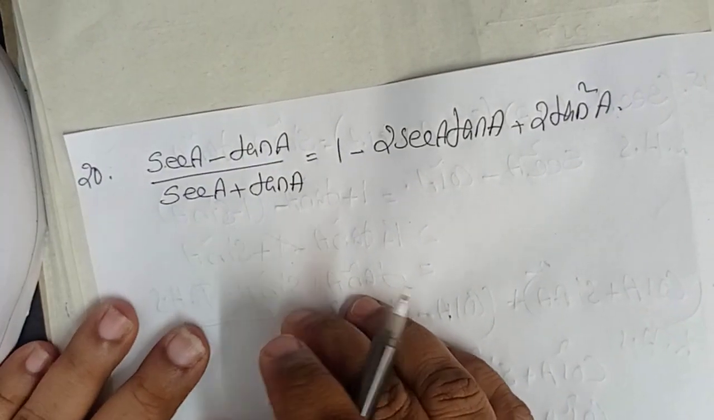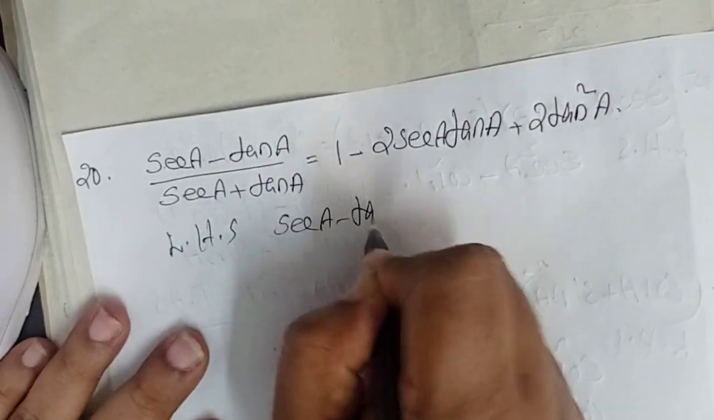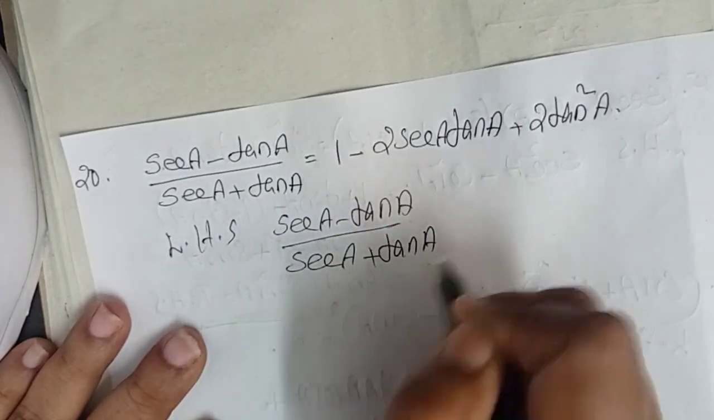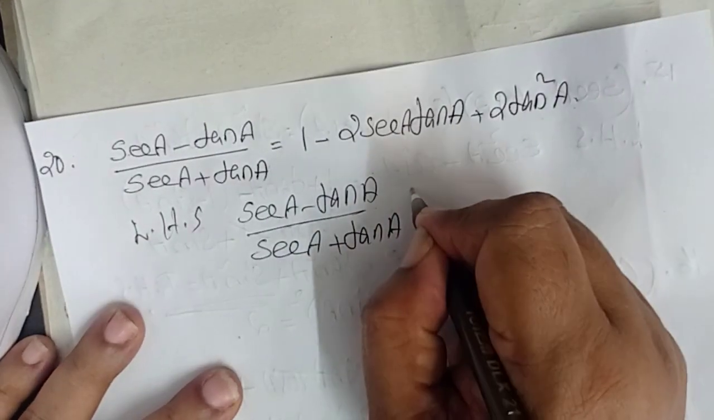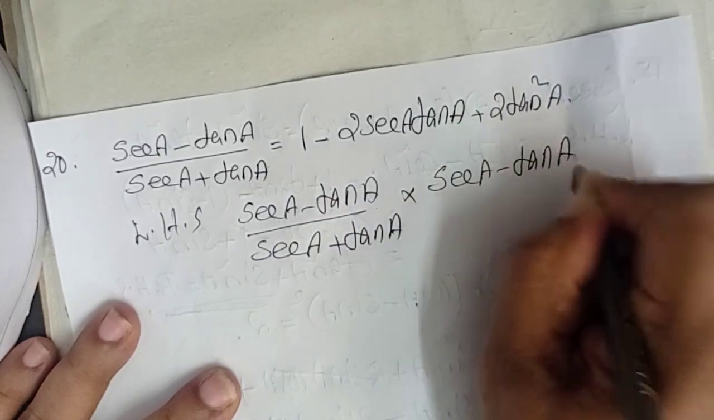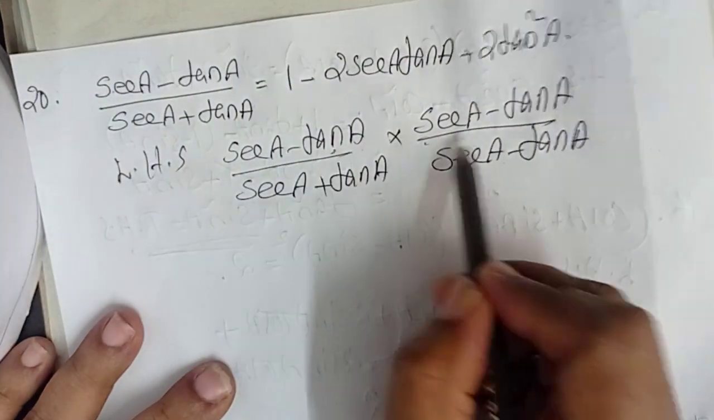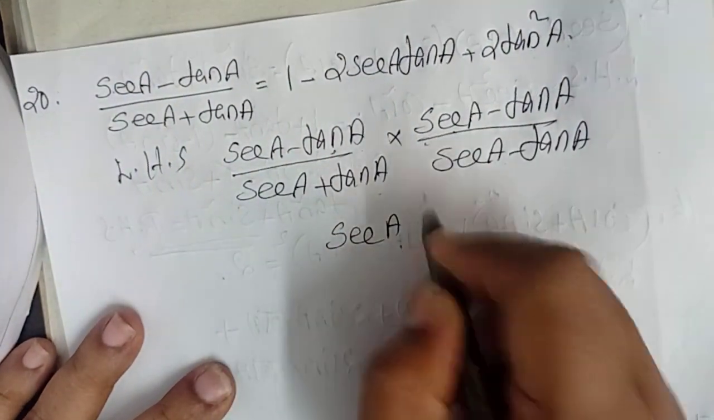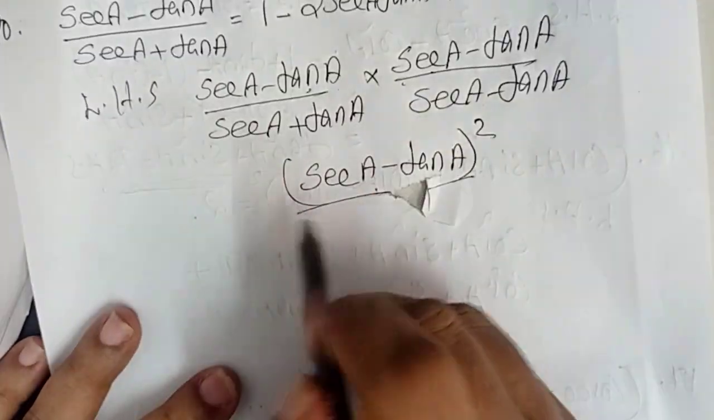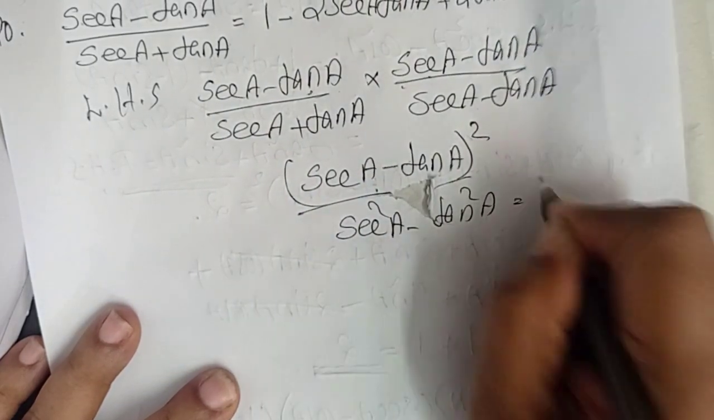Copy the 20th problem. LHS is sec minus tan A by sec plus tan A. I already told you, if the LHS contains only one fraction form, then take the conjugate, sec minus tan A by sec minus tan A. Then A minus B into A minus B, we can write A minus B the whole square. Sec minus tan A the whole square by, here this is sec square A minus tan square A, right? That the result is 1.